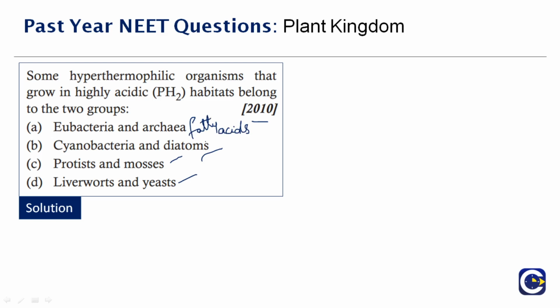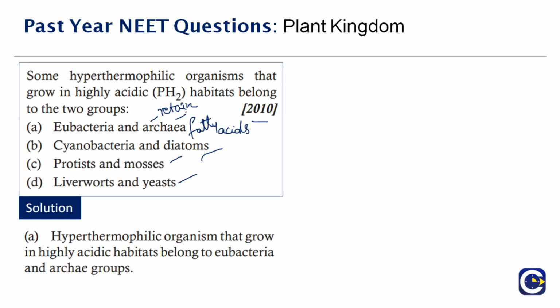Sometimes their shape gets distorted. If you read a lot about these microorganisms, you will see that at certain temperatures or pH, their shape gets distorted. But an important feature is that they can retain their shape when they return to the normal pattern. So that is one more specific thing about these hyperthermophilic organisms. Therefore, the correct answer to this question is archaea and bacteria.